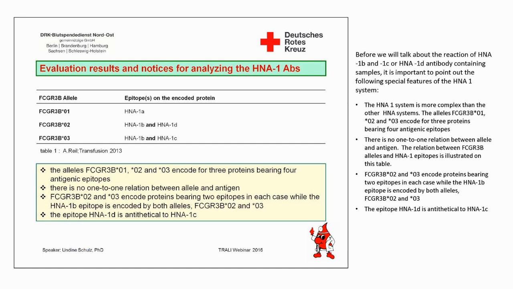FTGR3B02 and 03 encode proteins bearing 2 epitopes in each case, while the HNA1B epitope is encoded by both alleles, FTGR3B02 and 03. The epitope HNA1D is antithetical to HNA1C.